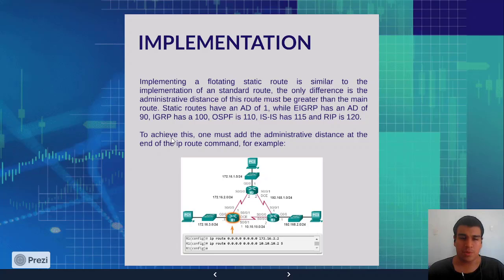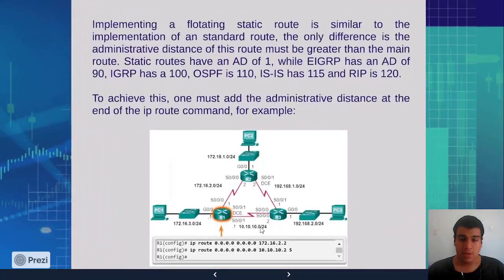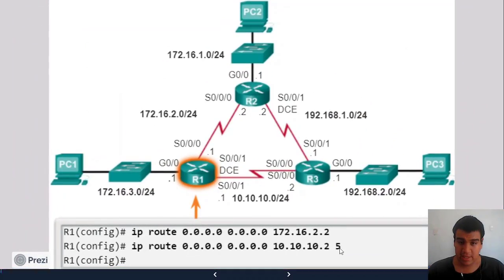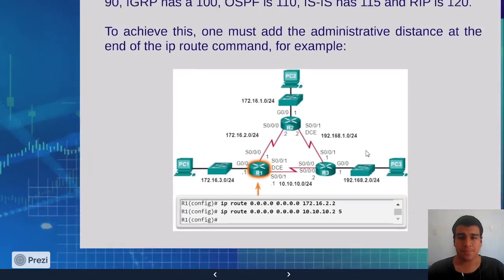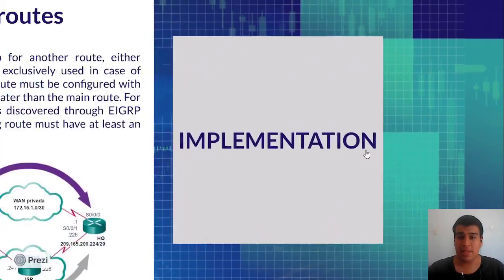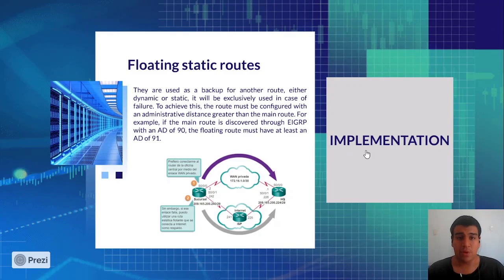In order to achieve this, you could add the administrative distance while setting this static route, while doing the ip route command, just like this, setting it to 5 in this case. That's how you would go about implementing a floating static route.